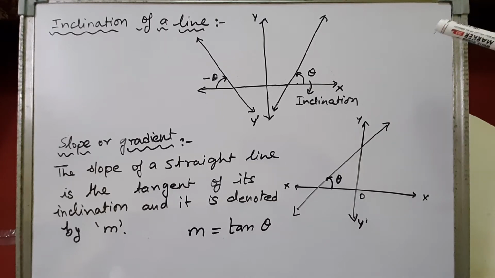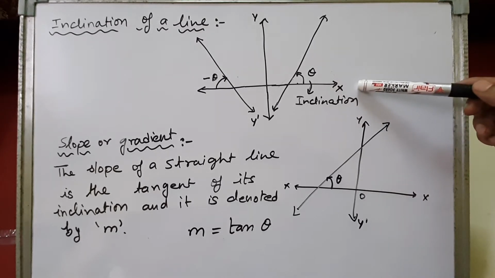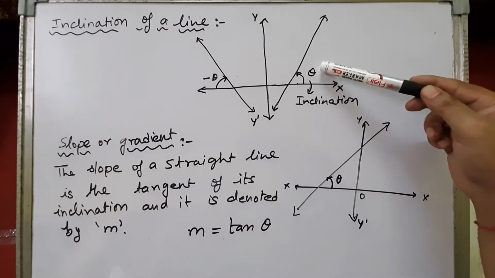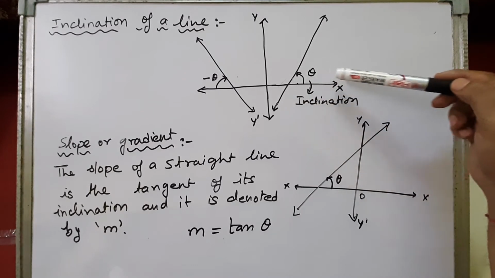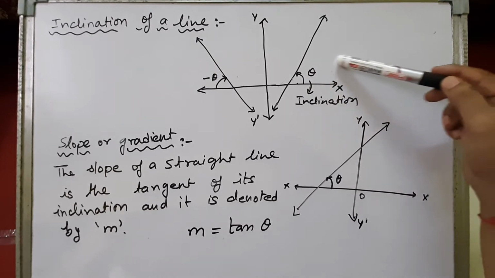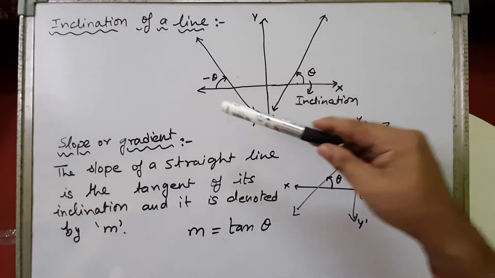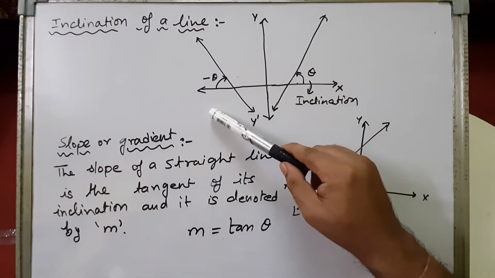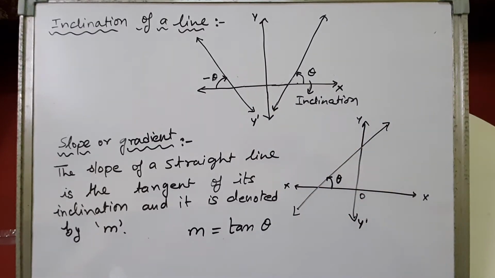What is inclination? The angle formed by the line with the x-axis. See, this is a line which is making this theta angle with the x-axis. When this theta angle is measured in anti-clockwise direction, the inclination will be positive. When this theta angle is measured in clockwise direction, the inclination will be negative, right? So inclination is the angle which the line is making with the x-axis.